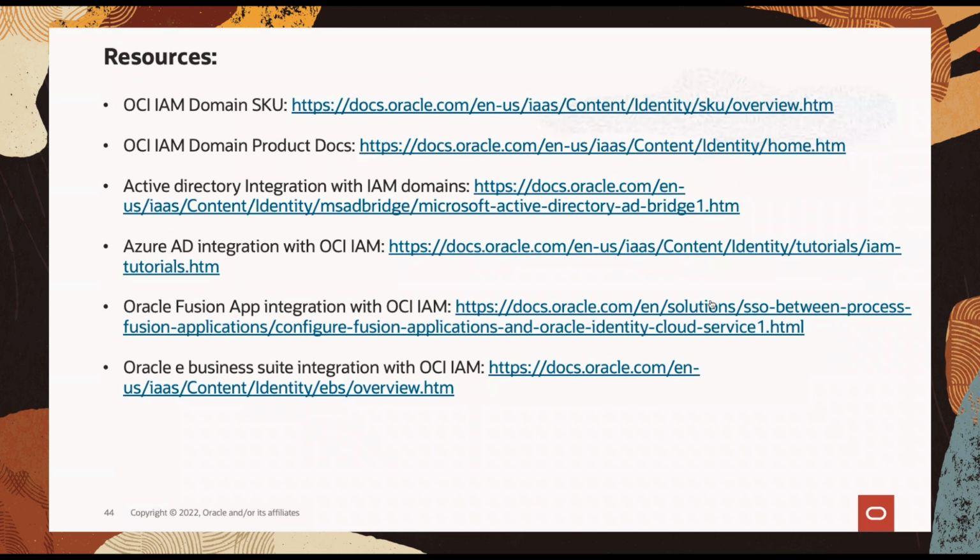So yeah, now we are at the end of today's session. We have discussed the most common use cases that could be achieved using the OCI IAM domains. So here are a few resources which could be helpful. I have left here the documentation link for the OCI IAM domain SKU in case you are interested in knowing more about the licensing offering from the OCI IAM side. And also if you're interested in knowing more about what the product is all about, I've also left the product documentation and also the use cases which we have discussed in today's session.